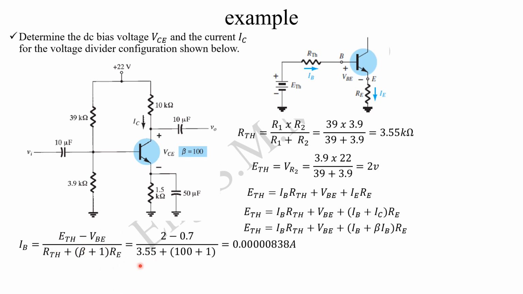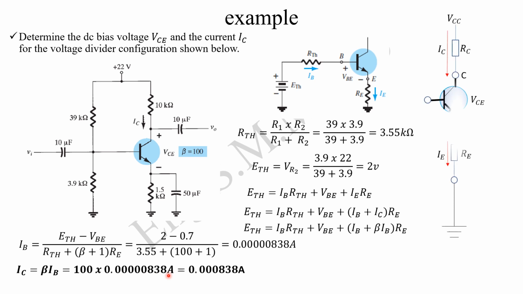Upon having that, you replace the values. We know our ETH, we know our VBE, and you have those values. When you plug them in there, you're going to have this as the value for the base current. Since we know our base current, it's very easy to find our collector current. Collector current is basically beta times IB. We know our beta is 100, our IB is that. When you multiply them, you're getting that as our solution, which is our current.